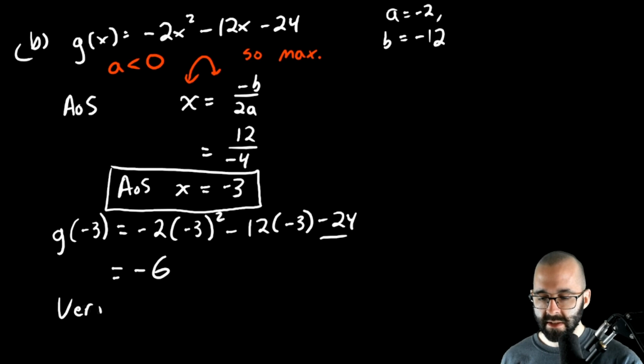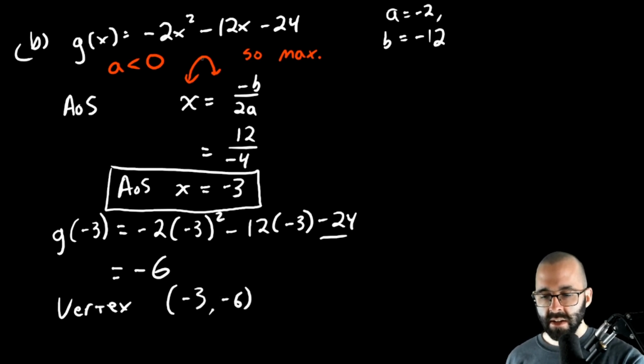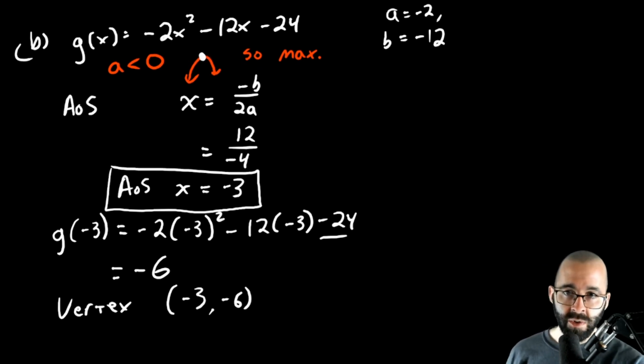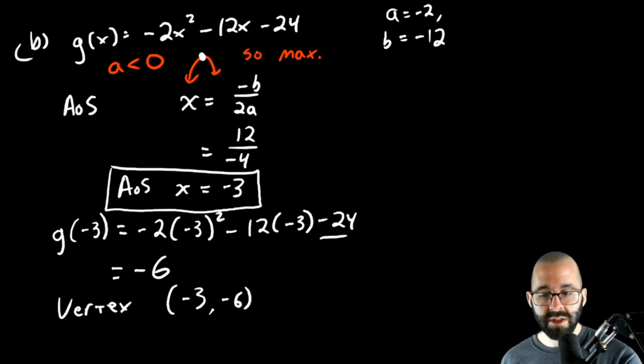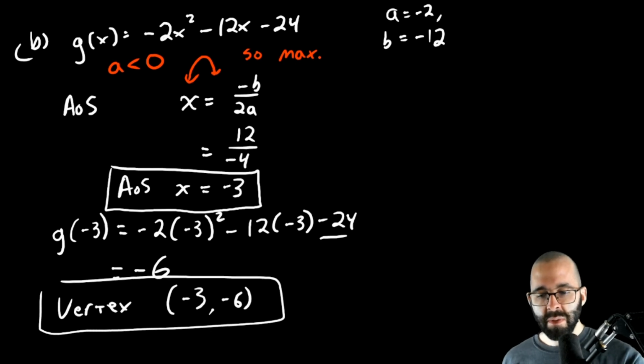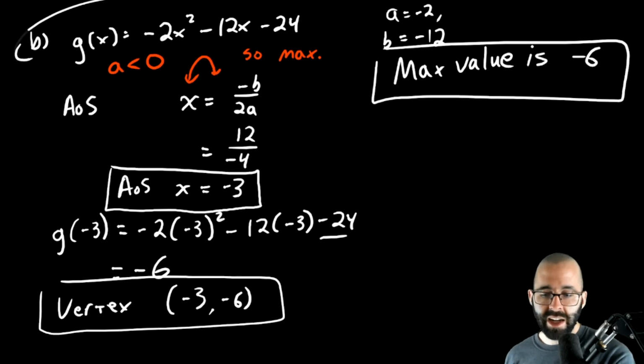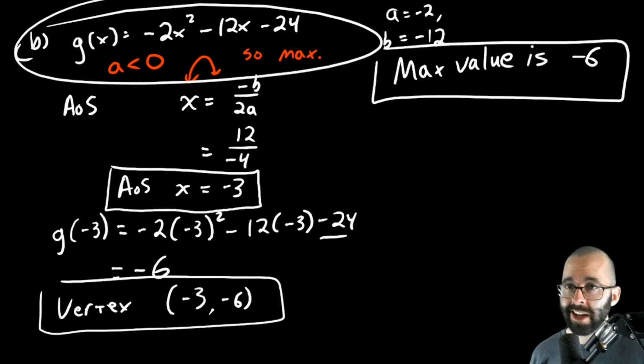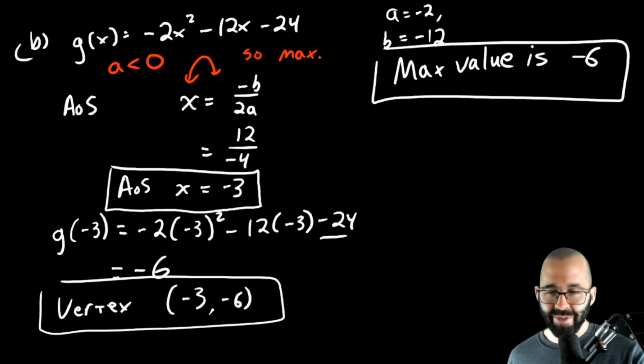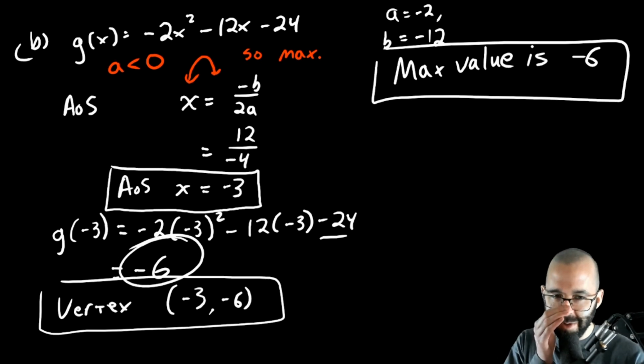So the vertex is (-3, -6). Because again, once we found the axis of symmetry, the vertex is just that x value and the function value. The function's the y value. That's where that -6 comes from. So we said there was a maximum. Now we know the max value. The max value is that -6. This function never gets any higher than -6. In fact, plug in anything you want. You won't get anything bigger than -6. I guarantee it. Unless my math in my head was wrong.